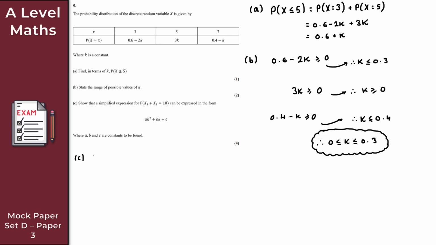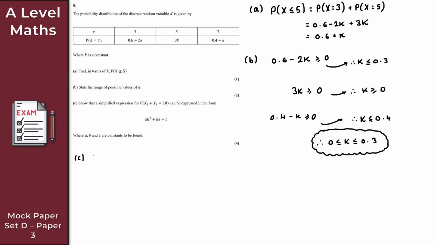So what do I mean by that? Well, for example here, if x1 is 3 and x2 is 7, then they sum to give us 10, right? So one possible pair here would be 3, 7. Another possible pair here would be 5 and 5, right? 5 plus 5 also gives us 10. We've got 5, 5 there. And then finally here, 7 and 3, right? So if x1 is 7 and x2 is 3, then they also sum to give us 10. So 7 and 3 there.